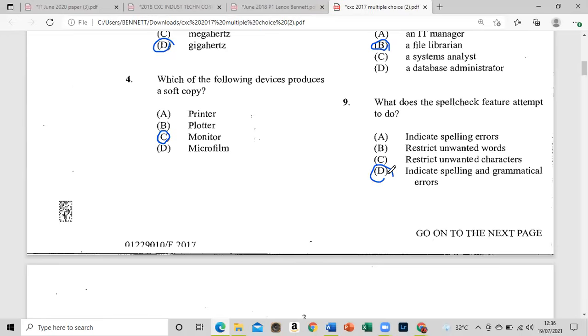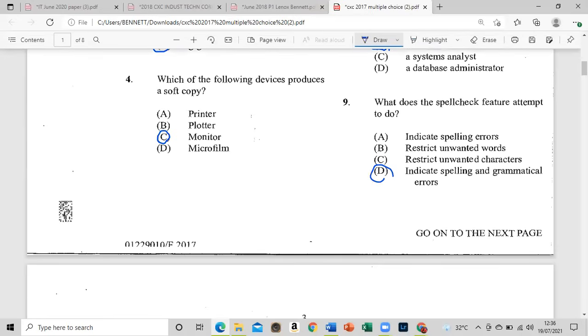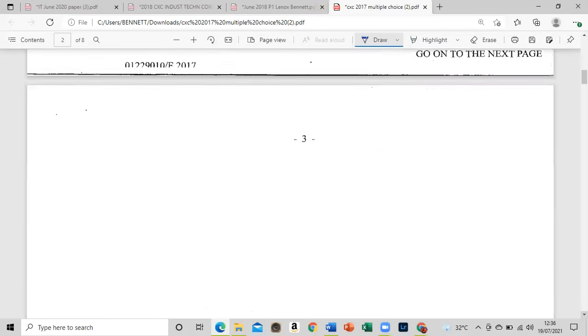Yeah, man. All right. So let's go. So we're going to move on to number 10 and see what number 10 has in store for us.